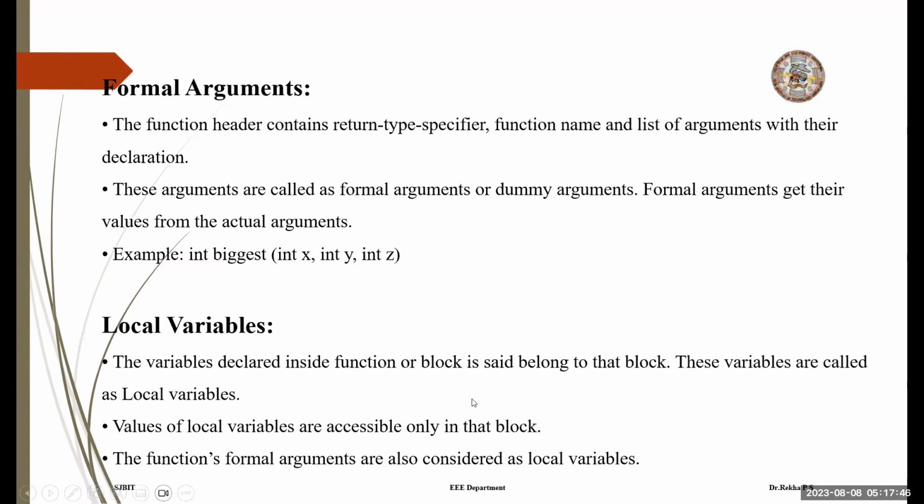So local variables are declared inside the function or block, and are said to belong to that block. These variables are called local variables. They will be local to that function. So values of local variables are accessible only in that block. The function's formal arguments are also considered as local variables.